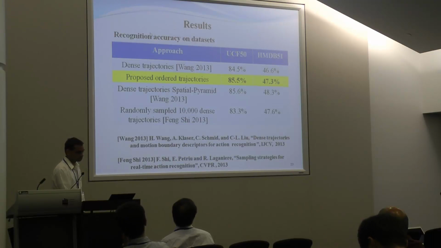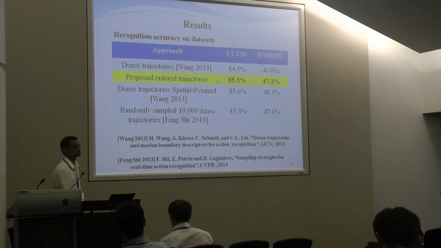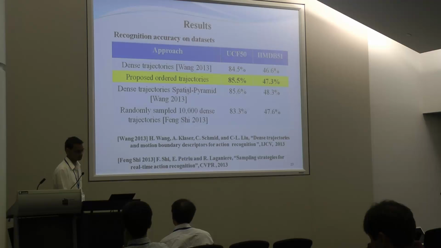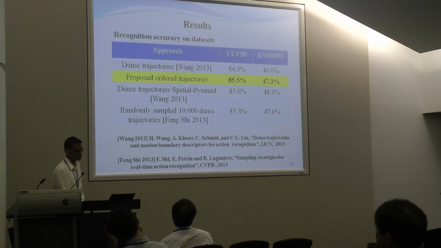Now I'll come to the recognition accuracy on the datasets. The dense trajectories have yielded 84.5 and 46.6 on the two datasets. And the proposed audit trajectories, which are nearly only half in number of the original dense trajectories, have yielded 85.5% and 47.3%. So this is on par with and better than the dense trajectories. Now dense trajectories, when computing spatial pyramid, which means there is a lot of computation, give 85.6 and 48.3, which is very close to our audit trajectories.